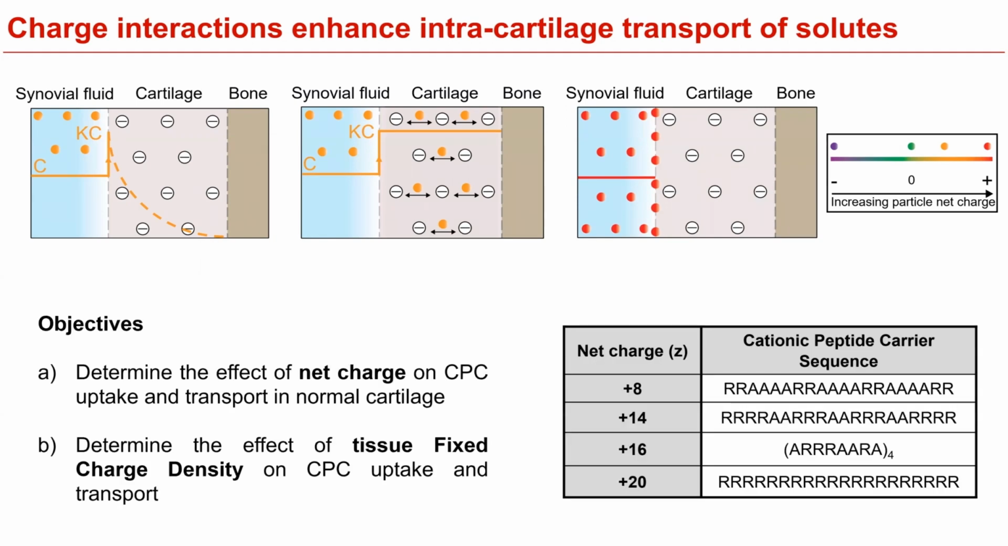Here, we designed short-length cationic peptide carriers, or CPCs, of the same size but with varying net charge to investigate how the net charge and its spatial distribution can affect their transport in normal and arthritic cartilage, which has a lower fixed charge density. The CPCs were designed through manipulating the number of arginine residues separated by alanines as spacers to obtain sequences with net charge between +8 and +20.